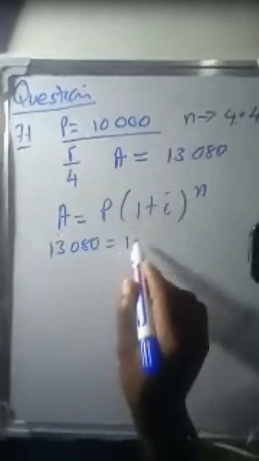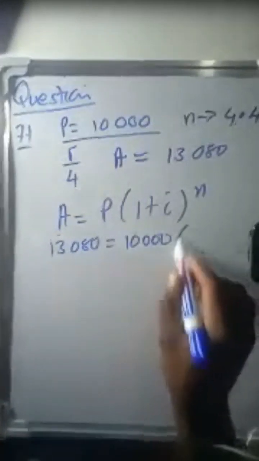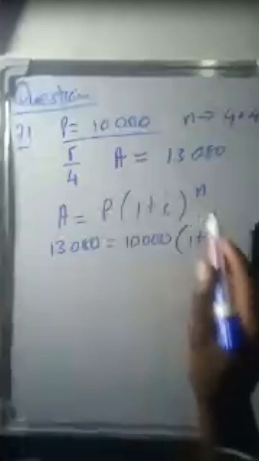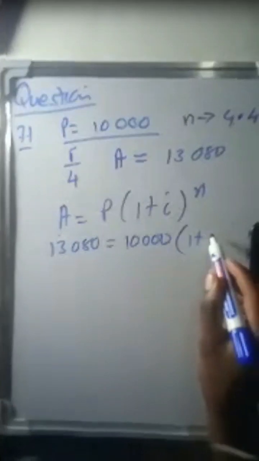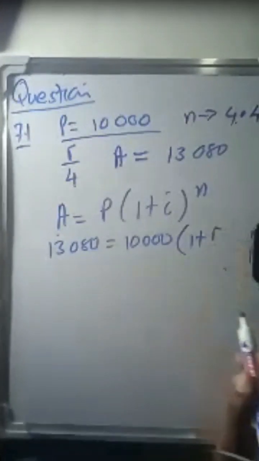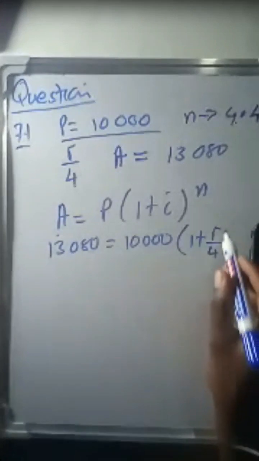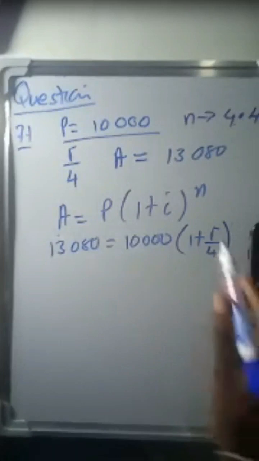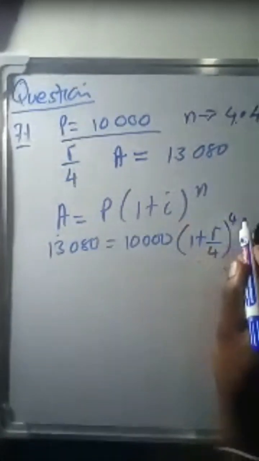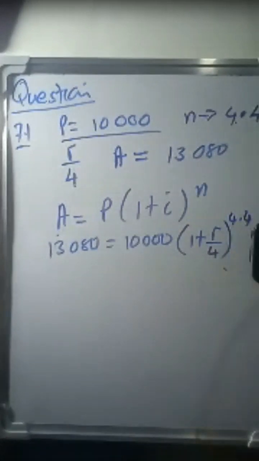13,080, which equals 10,000 into 1 plus, what is r? What is i? i is r. And remember that this is compounded quarterly. So we divide by 4 because there are 4 quarters, then to the power of 4 multiplied by 4. Okay?